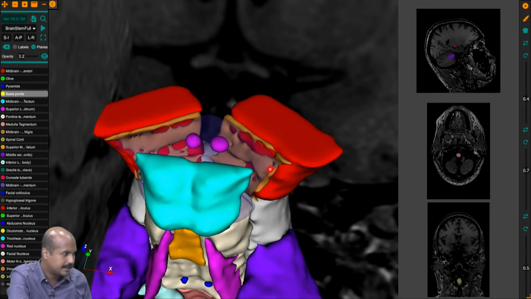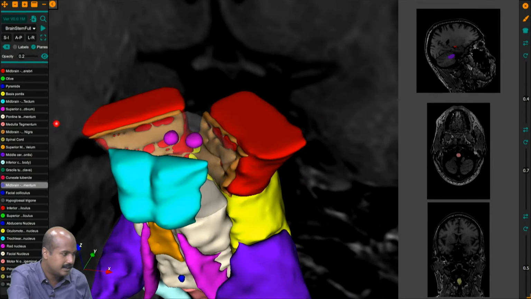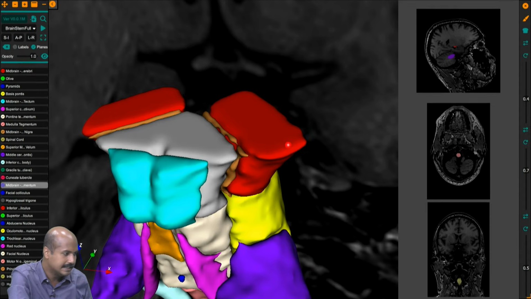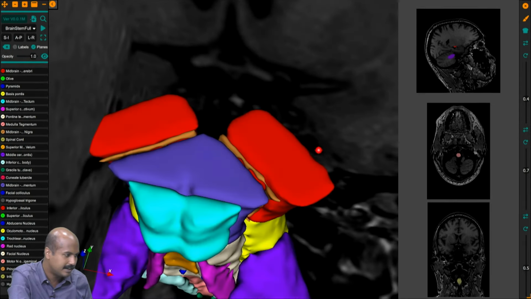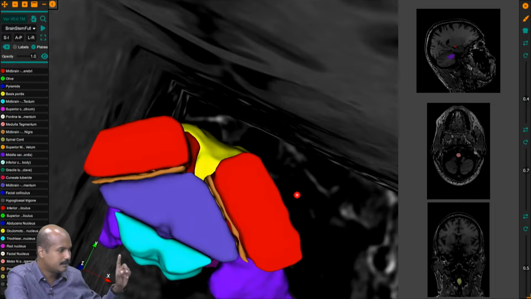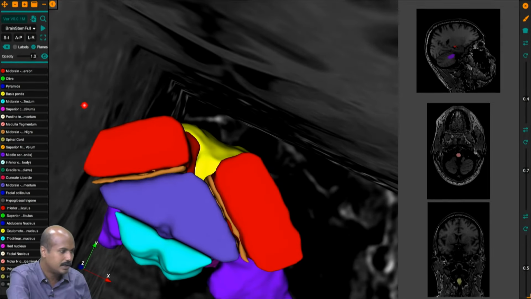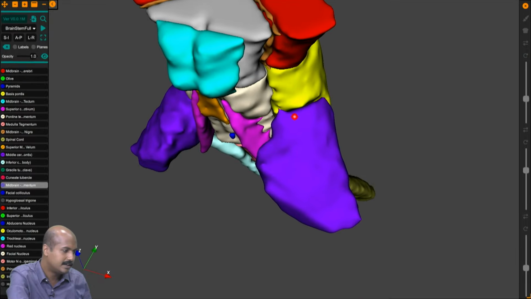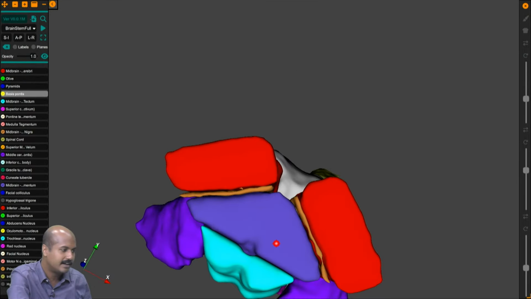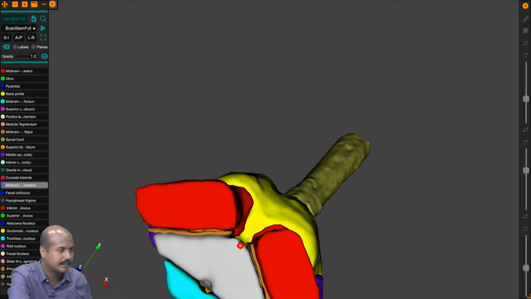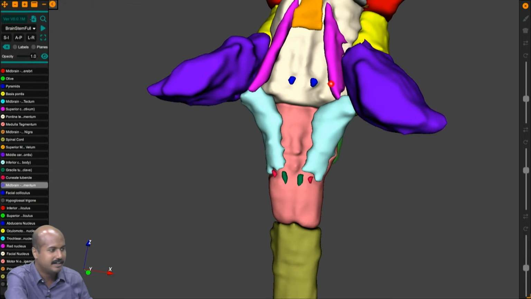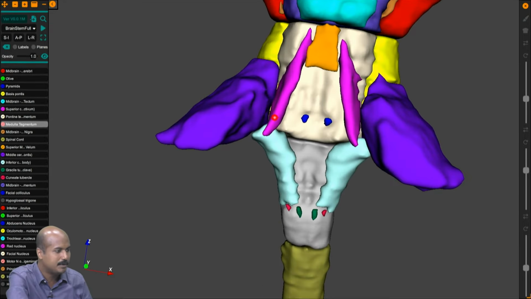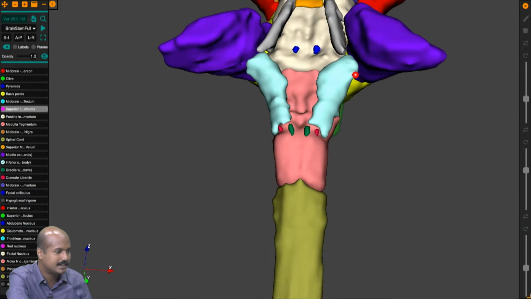Now I'll bring that opacity back, and I want you to appreciate this tunnel. Can you see that tunnel? I'll remove the planes for a while and look at the 3D model alone, and turn it around, and you can see this tunnel. That tunnel is actually communicating with the fourth ventricle. This was the fourth ventricle, and it is communicated through that tunnel.